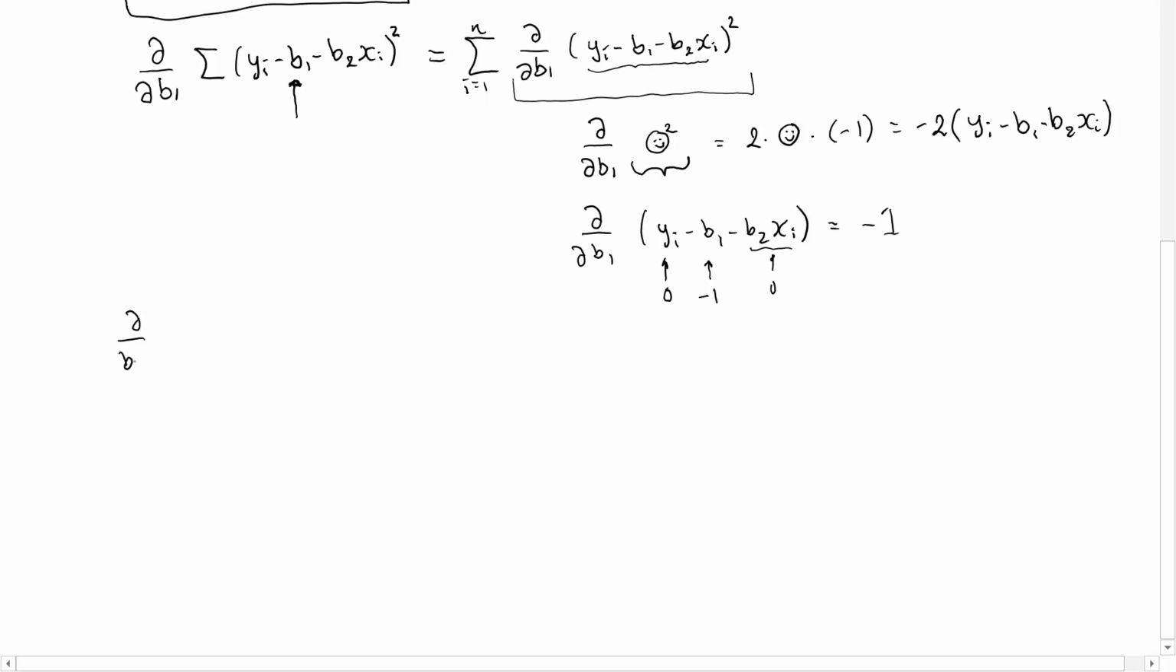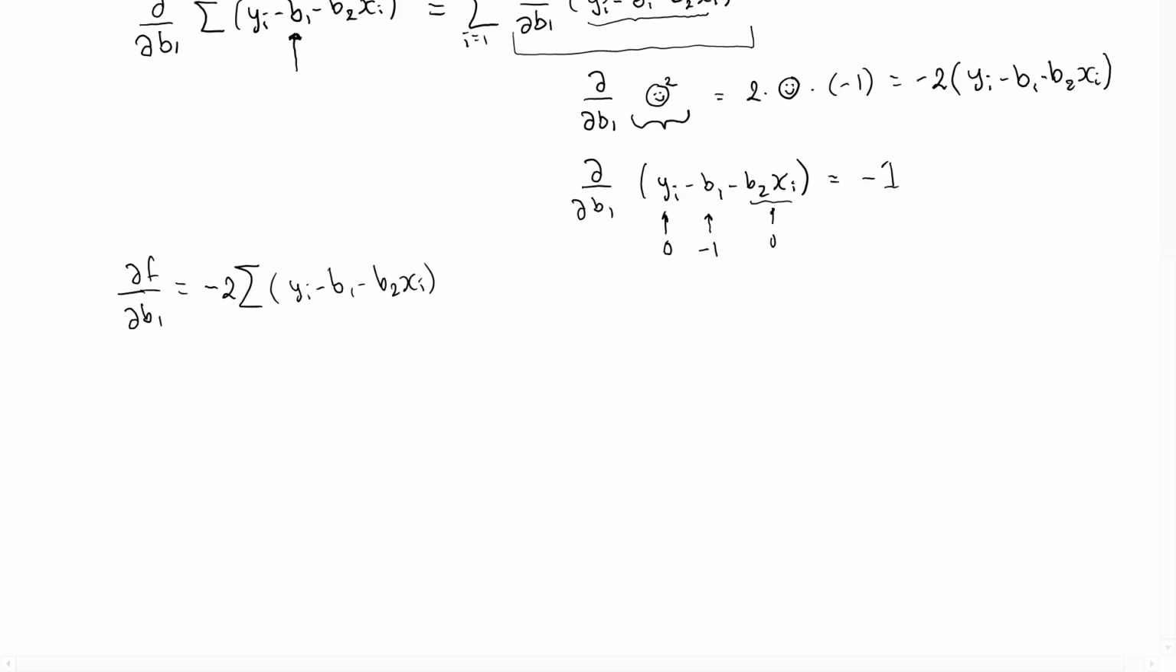The partial f partial b1 is just the sum of minus 2 times yi minus b1 minus b2 xi. And this is just a constant minus 2, and we are allowed to take constants outside the summation sign. So I can write the derivative like this instead. So let's do the next one.